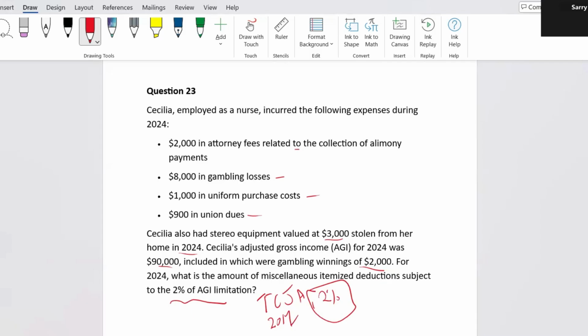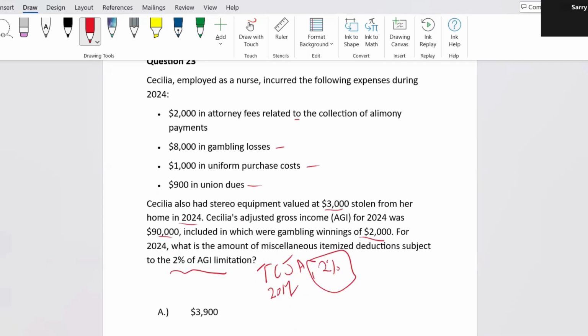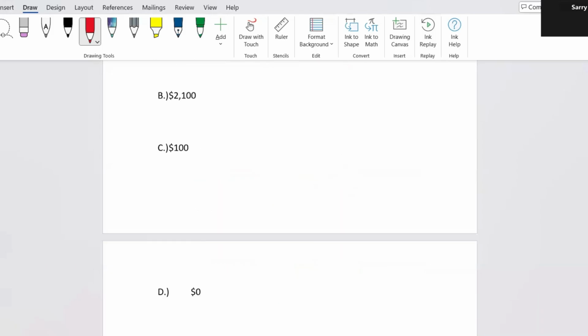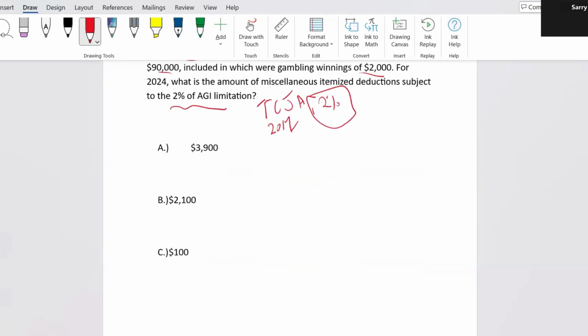So it's asking us, what amount can they deduct? If TCJA says that the 2% of AGI limitation is no longer valid, no longer eligible, this question is asking what amount is eligible, and the answer would be 0, right? None of it. You can't take any amount because of TCJA. Now, they threw in one thing that is key right here. So that's how you would answer this question.